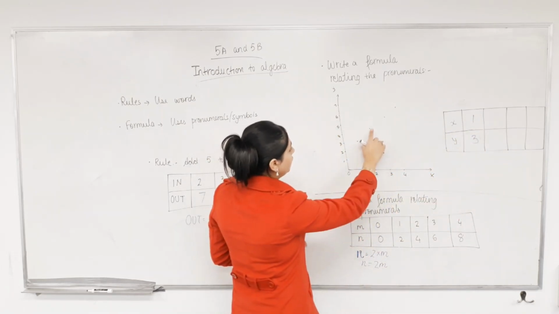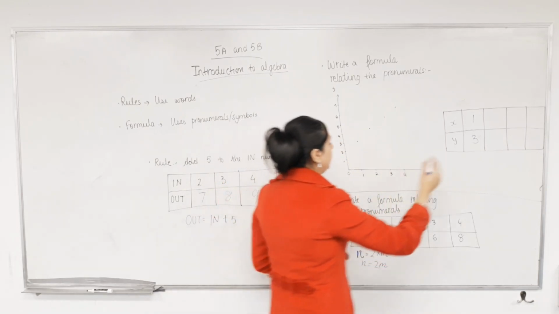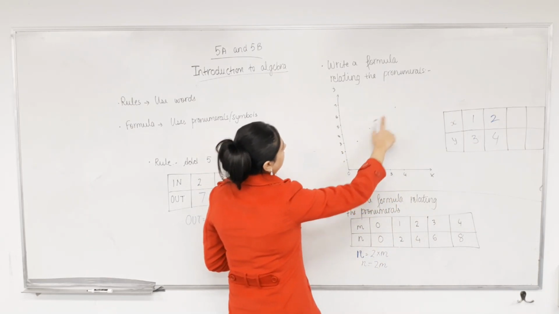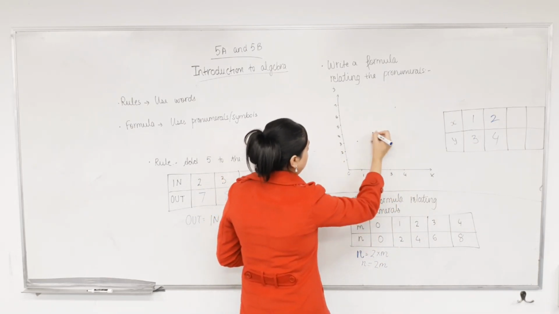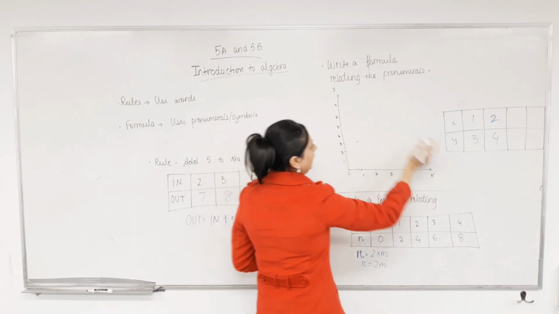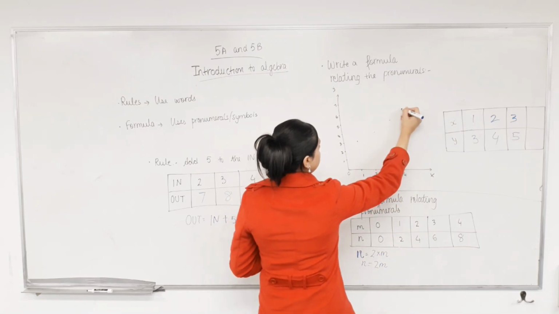When x is 2, y is supposed to be 4, because I didn't use a ruler, my dots are a bit out of order. When x is 3, y is 5. This is really bad. And when x is 4, y is 6.